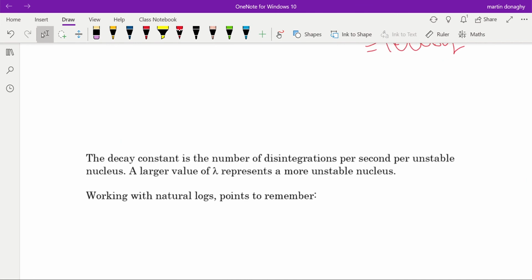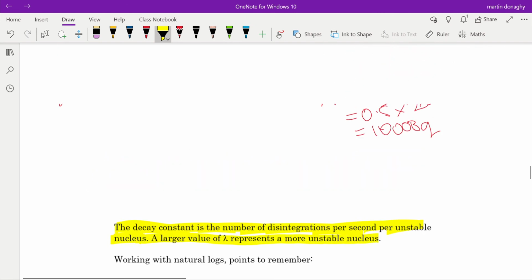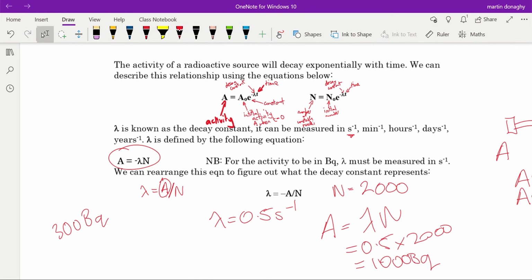So you can see we have the definition here for a decay constant. I would learn that off. A larger lambda means that we have a more unstable nucleus. We expect them to decay more quickly, and it should have a shorter half-life. What we're going to do next is look at these equations a little bit more and how we use logs to help us manipulate those equations.